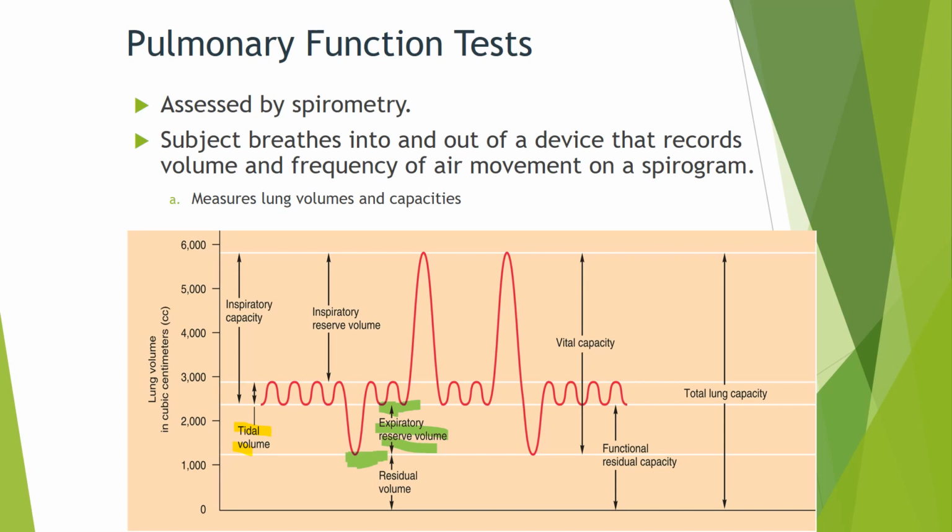Next, let's look at inspiratory reserve volume. So here we have this. So this is from the tidal volume to the maximum amount that can be inhaled. And so this is the amount of air that can be forced into the lungs after tidal volume.